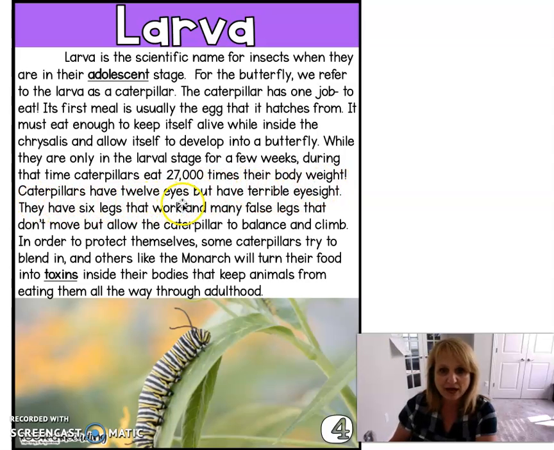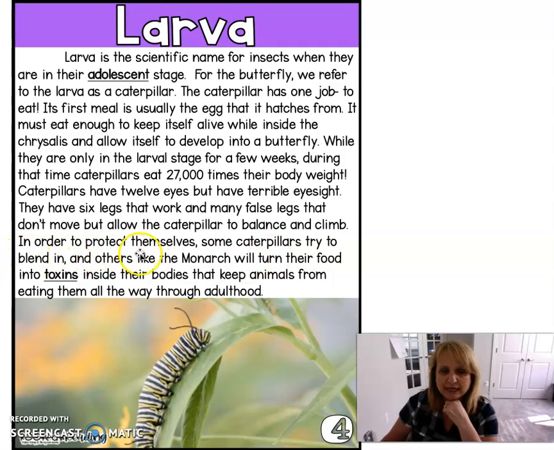Caterpillars have 12 eyes, but have terrible eyesight. That means they don't see very well. They have 6 legs that work and many false legs that don't move, but allow the caterpillar to balance and climb. Do you remember when we did our directed drawing and we had those 6 legs in the front, and then there were all just those little legs in the back? I think they were called prolegs. They don't really work, but they do help the caterpillar to climb.